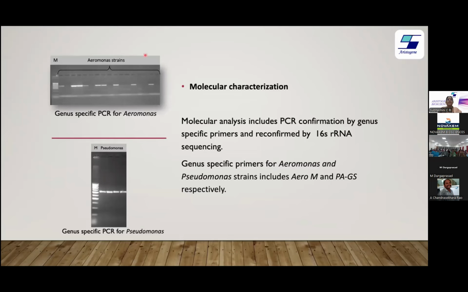These are some of the PCR pictures where we have used the Aeromonas specific primers, and you can see these bands which are formed because of the presence of Aeromonas in those bacteria. This is the genus specific PCR for Pseudomonas. Here we have used a primer called AeroM, and here we have used a primer called PAGS for Pseudomonas.